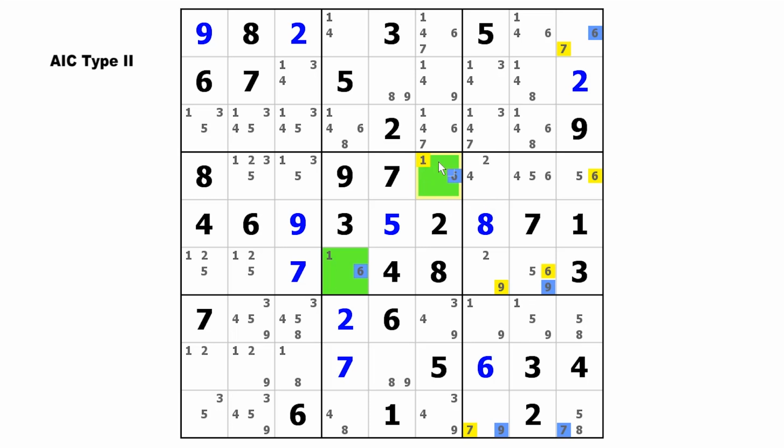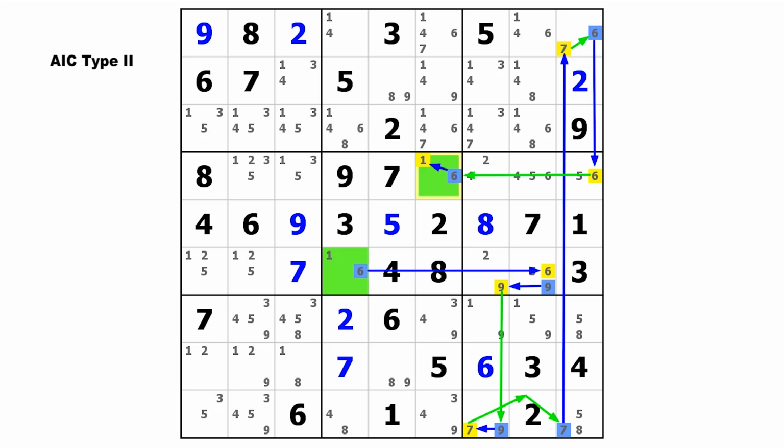Now notice this last link is within this bivalue cell, so that means the blue 6 is going to be false. So let's draw the chain. So there's your chain, and the start digit cannot be true in the end cell, so that 6 is going to be false, and the end digit, the 1, is going to be false in the start cell. So you can eliminate those two candidates, or you can immediately enter that yellow 1 and the blue 6. All right, let's go to the next one.